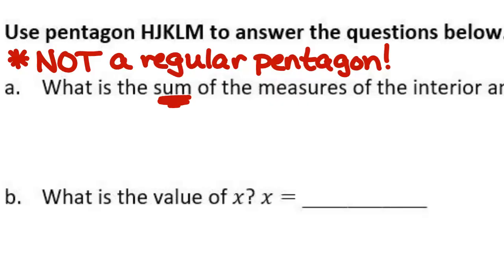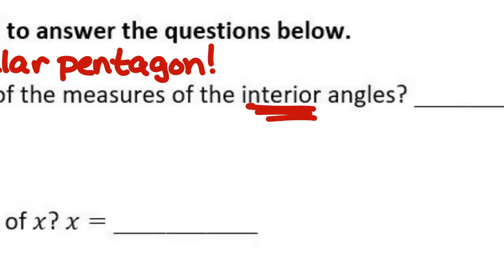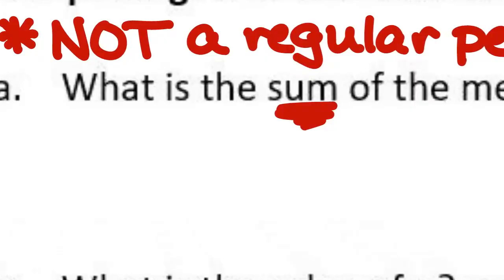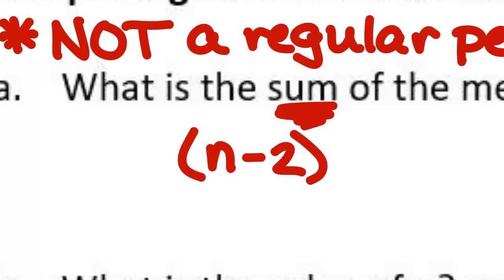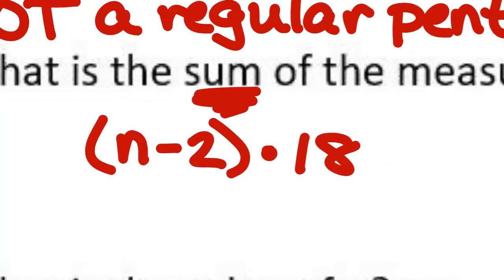How do we find the sum for the interior angles? This again works for any polygon. How do we find the sum of the interior angles? Number of sides. Yes, n minus 2 times 180.